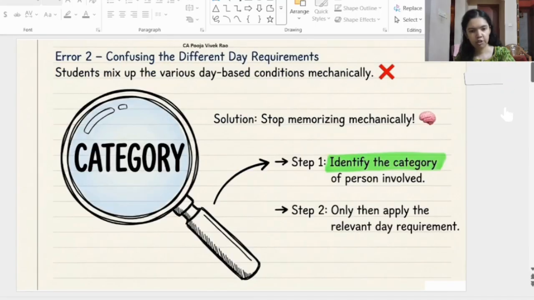Error number 2, confusing the different day requirements. Residential status contains several day-based conditions. It has been noticed that students often mix these limits during the examination. A suggestion was given that instead of memorizing them mechanically, first identify which category of person is involved. Then only apply the relevant day requirements.